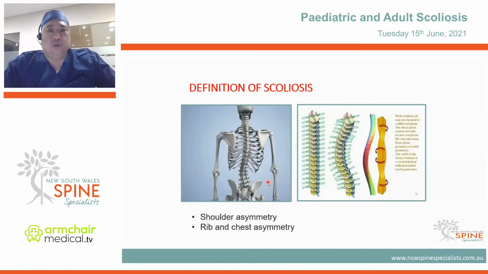Which brings me to the next point: when we have a rotation of a straight column, what will end up happening is an asymmetry of the shoulder. So one side of the shoulder will be higher, and also there will be asymmetry of the rib or chest, because as the spine curves and rotates, one side of the ribs or the musculature will be higher than the other. And the way to see that, and I'll show you later on, is a simple bending test where you ask the patient to bend forwards.